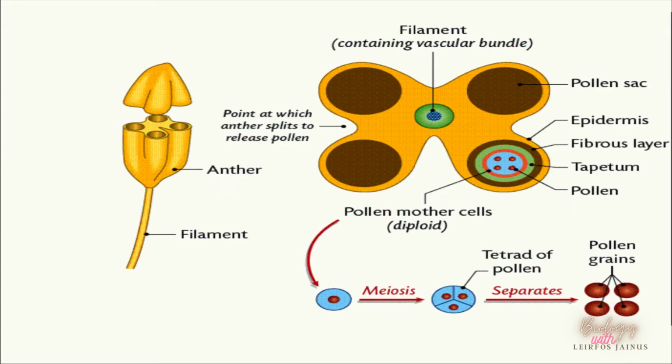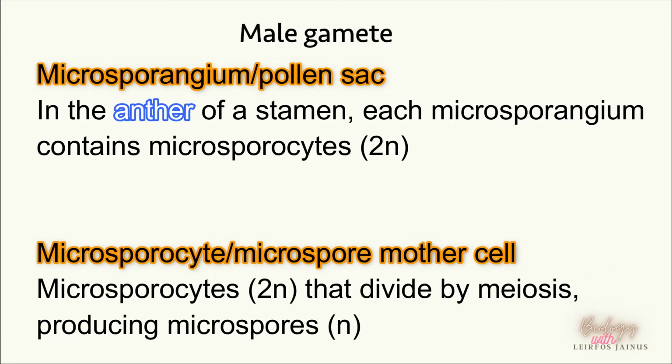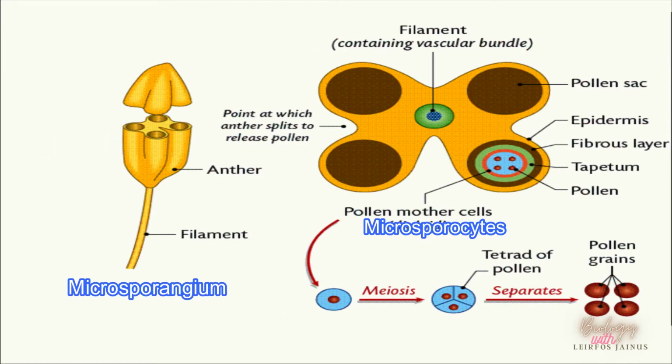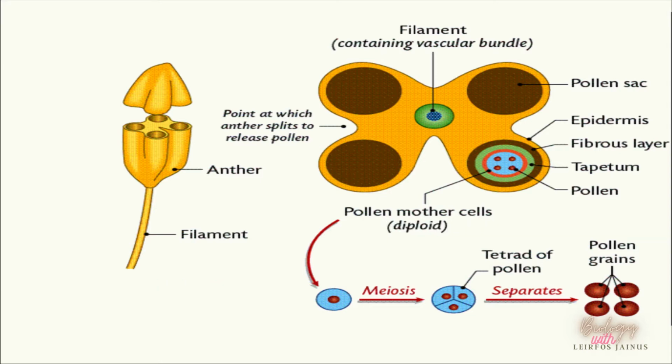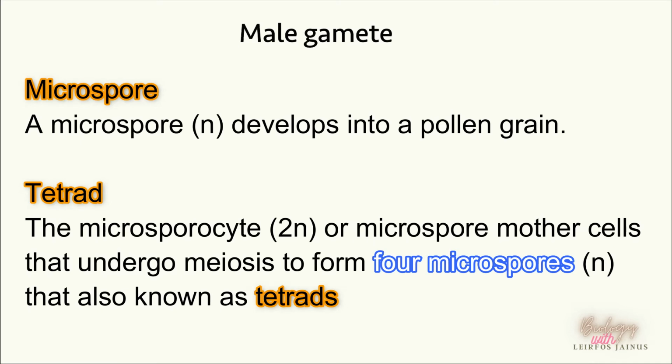Now we will focus on the male gamete. The male reproductive organ consists of the microsporangium or pollen sac in the anther of a stamen. Inside the microsporangium, the microsporocyte, also known as the microspore mother cell, divides by meiosis to produce haploid microspores. A cluster of 4 microspores is called a tetrad.